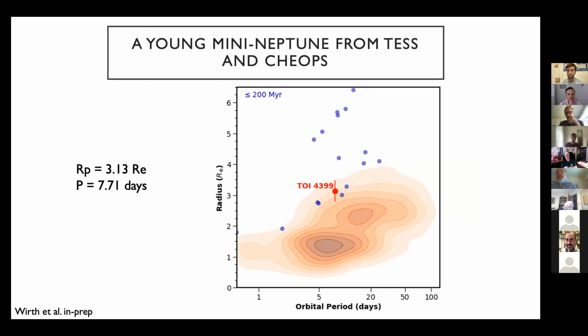The sample is growing by the minute. Hopefully soon we'll be able to measure the obliquity of TOI-4399b, which will further allow us to fill in the plot that I was talking about before. But for right now, this is one of the brightest, youngest, smallest planets we have. It's a lot of qualifications, but it's a really exciting target. So yeah, that's all I have. I'd love to take any questions.